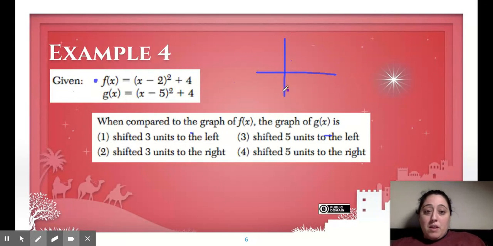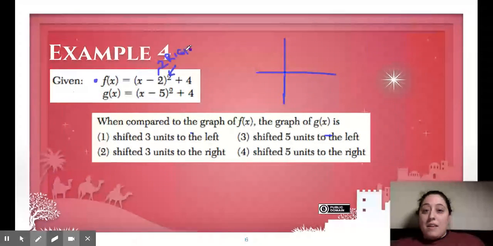All right. So I know that this is a quadratic because I'm seeing the second power. That should be an indication of a quadratic. And I know that if this was the parent function, it is moving 2 to the right. It's a negative. It's the opposite of what you would think. 2 to the right.